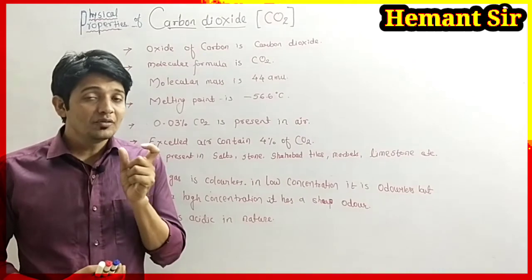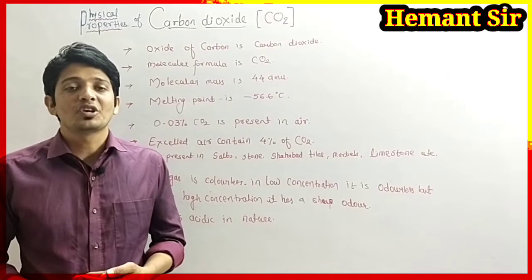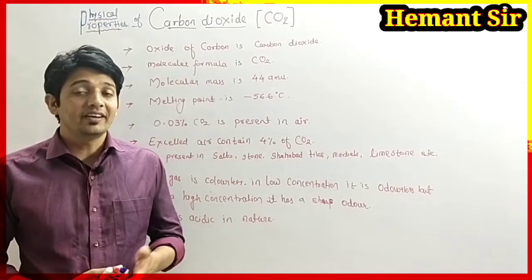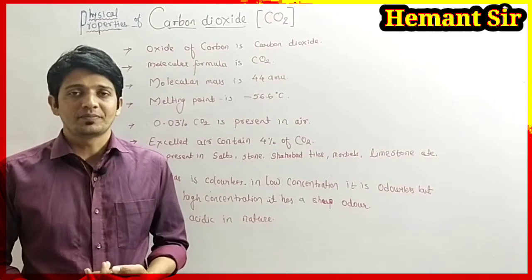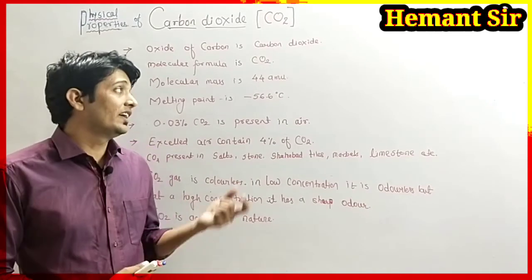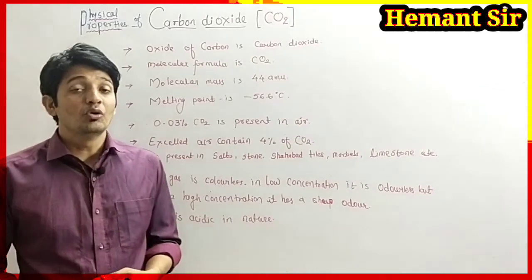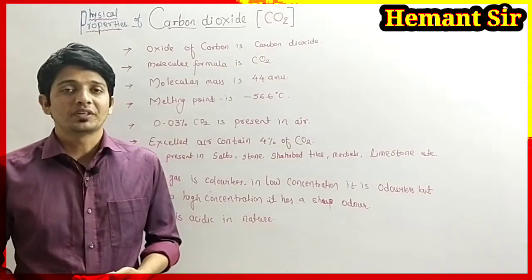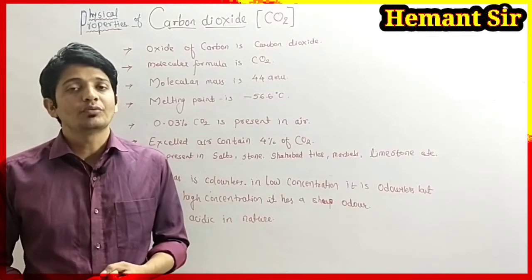In the photosynthesis process, carbon dioxide is used for the preparation of their food, and that food then gets added into our ecosystem. So let's understand in detail about carbon dioxide. We know how carbon dioxide is formed. Carbon dioxide is formed due to the oxidation of carbon.